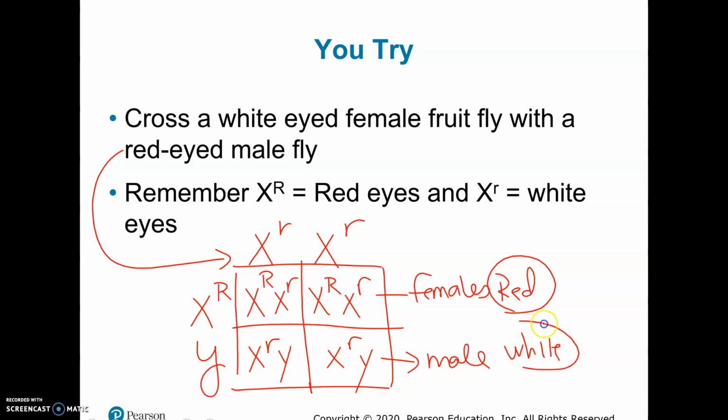So in this case, our males and our females, their eye color will be completely different. You would actually be able to identify which flies were male or female by their eye color in this cross. You would know, because all the males are going to have white eyes and all the females are going to have red eyes.